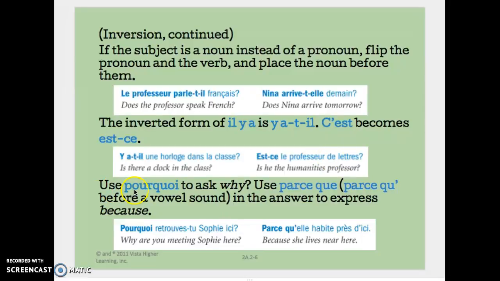And this note set also briefly teaches you pourquoi and parce que. So a why question will begin with the word pourquoi. It can have inversion after it, and then if you're asked a pourquoi question, your answer will start with parce que, and then the rest of the statement would be made.